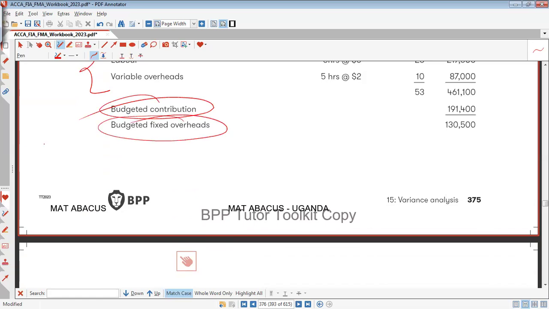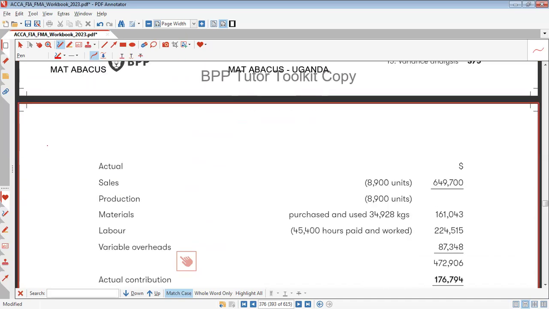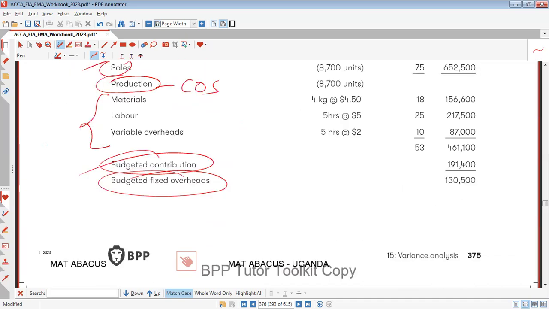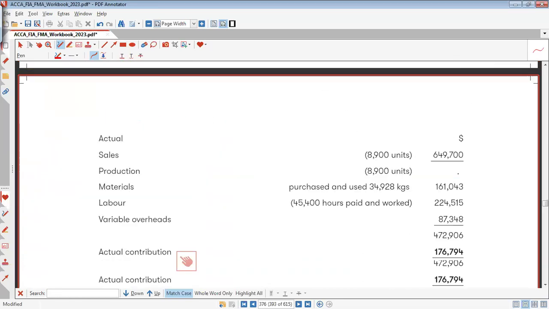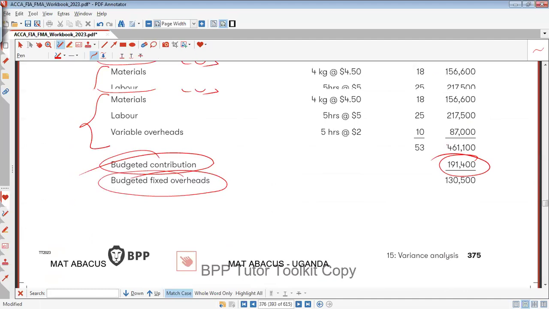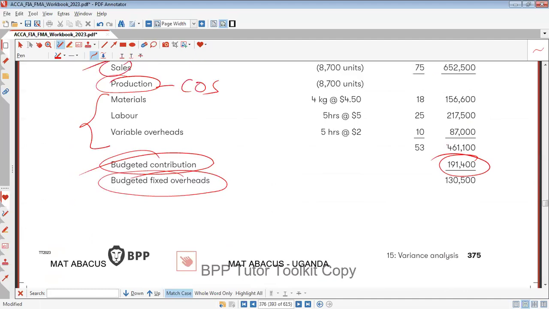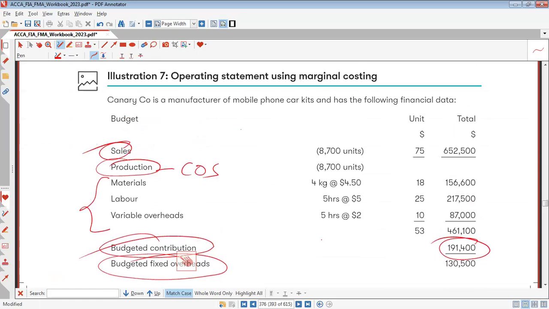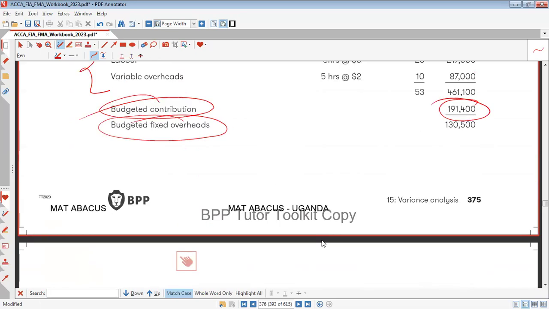Then budgeted fixed overheads. Remember, fixed overheads are treated as a periodic cost under marginal costing. So that was the budget. They expected to make a contribution of 191,400. The actual turned out that the contribution was 176,400. So there's a dip in their contribution. They're asking you, as somebody who has been to the MA class, to explain this dip.